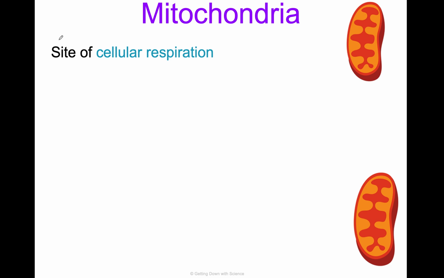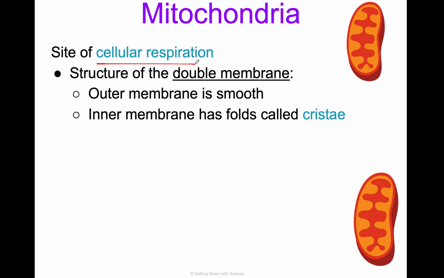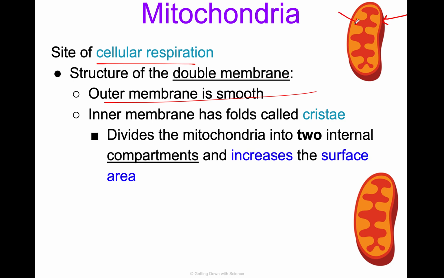Speaking of, let's talk about the mitochondria. Mitochondria is the site of cellular respiration. The structure itself is that double membrane system. So you have an outer membrane that's smooth. There's your outer membrane. And then you have an inner membrane called cristae. They are these weird kind of wavy things. It divides the mitochondria into two internal compartments. So you have one here and one here, and those two compartments are totally separate from one another.